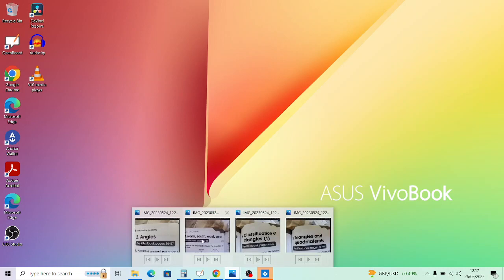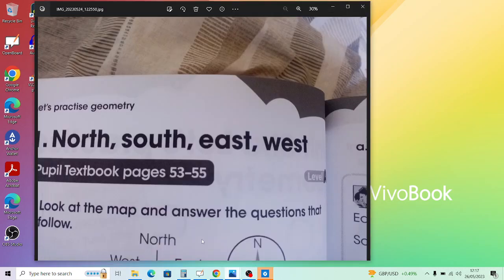So the first part of geometry is getting you to understand the compass in terms of north, east, south, west. And the compass is drawn there for you. So if you're standing straight up, in front of you is north, behind you south, and east is on the side they've shown you there, and west.